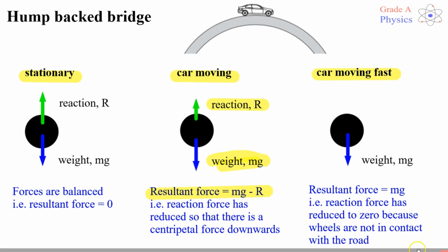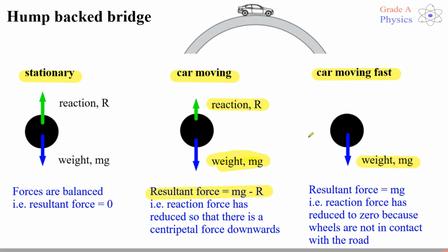So very often we look at a scenario when the car is moving very quickly. It's moving so quickly that the wheels are on the point of losing contact with the road. So now the reaction force has reduced to zero. So it's the entirety of the weight which is providing the resultant force. So the resultant force is equal to the weight. We could also say the centripetal acceleration is equal to g, because g is the acceleration due to gravity. So this is the maximum centripetal force that this car could provide.